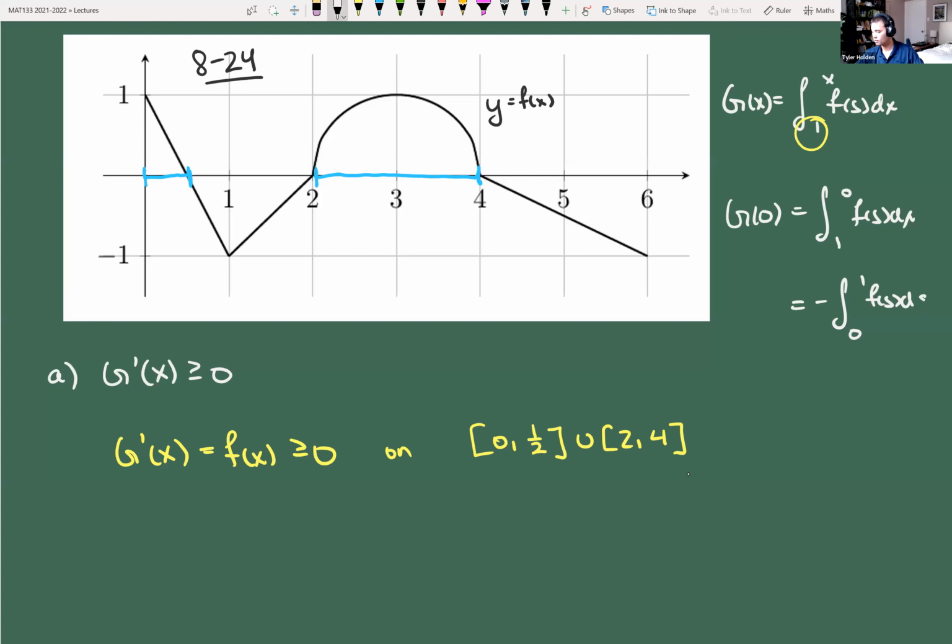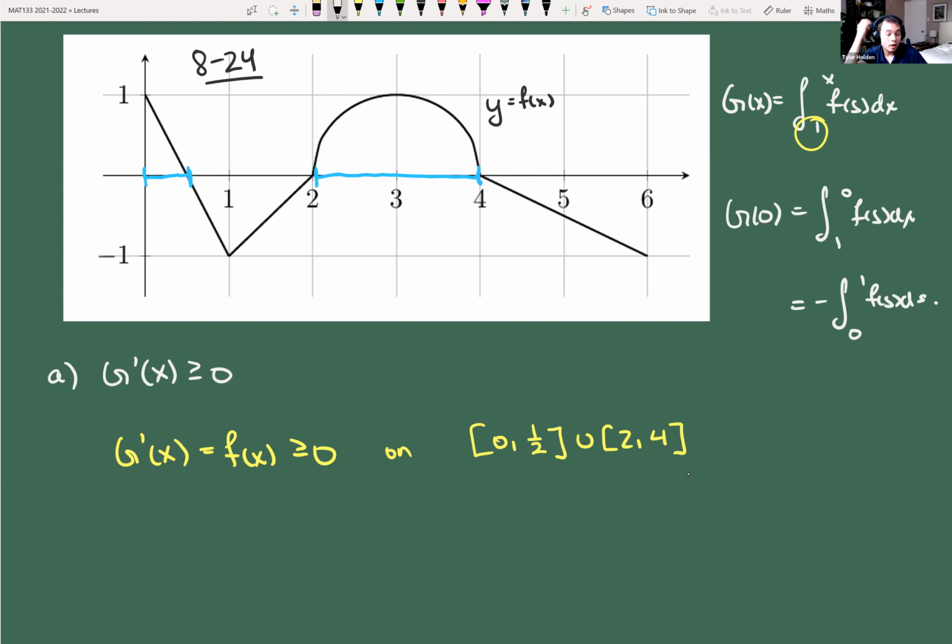Sure, posting it on Piazza is a way that you could deal with it. So just because the integral starts at 1 doesn't mean you can ignore the stuff that happens behind it, right? So you do still have to worry about that stuff. Okay, FTC still says it would work.